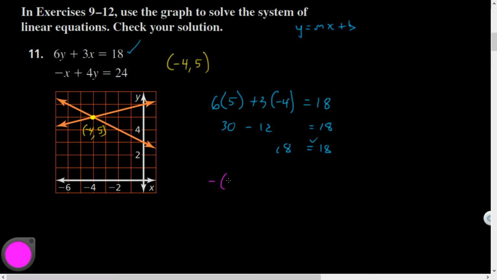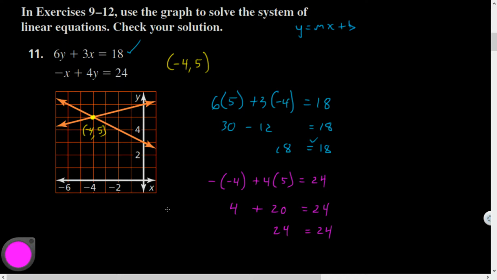So the opposite of x, so that's the opposite of -4, plus 4y, so 4 times 5. Is that equal to 20? Oh, 24. There we go. Not 25. So that's +4 plus 20. Oh, got a feeling this is going to work. It works!